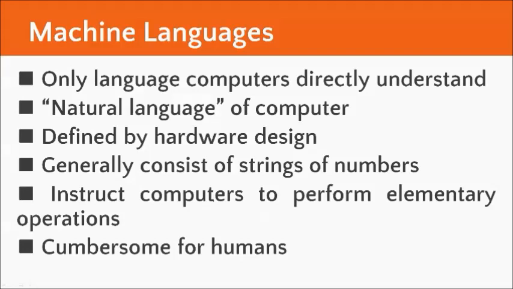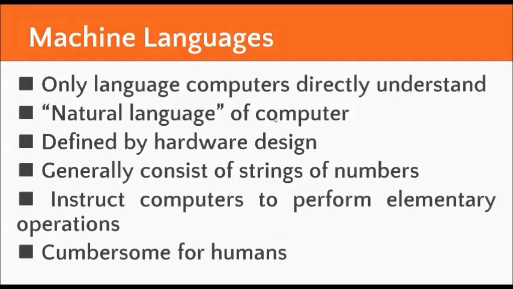So next, machine language. It is the only language computers directly understand. Of course, that is the machine language, that is zeros and ones. It is the natural language of a computer, defined by hardware design. It generally consists of strings of numbers that instruct computers to perform elementary operations, which is cumbersome for humans.